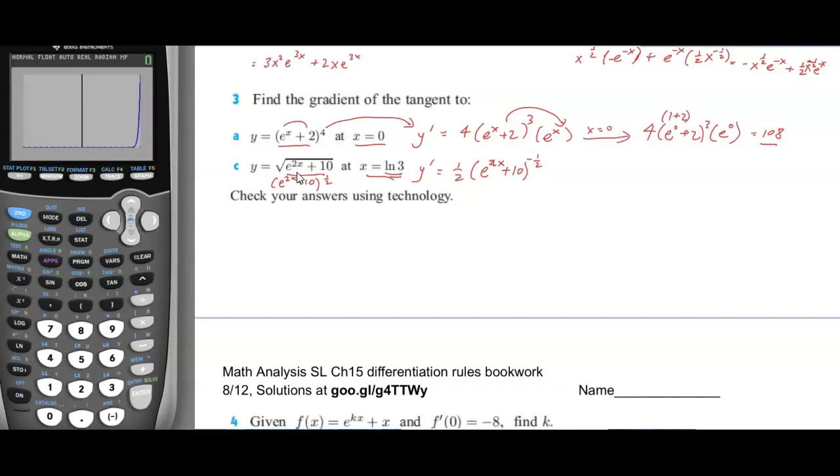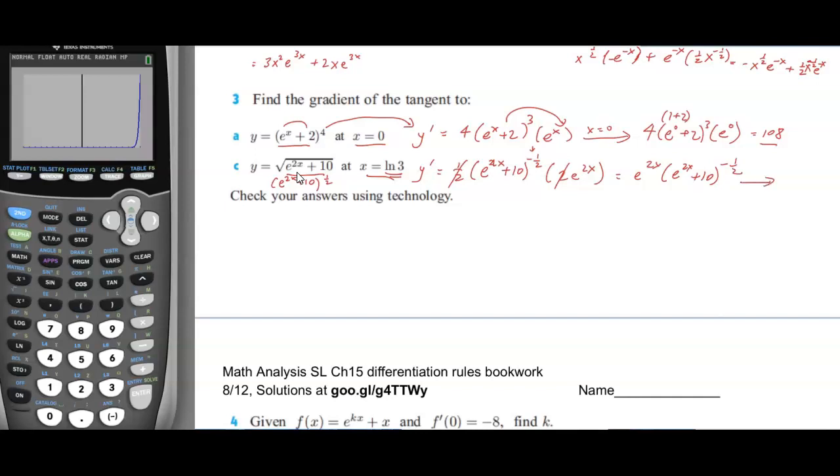Okay, and then, do you see I took the derivative of the outside, so instead of the 1/2 power, I put the 1/2 down here and reduce the power to the negative 1/2. Now I'm going to multiply times the derivative of the inside. The derivative of the inside is 2e to the 2x, and the derivative of 10 is 0, so it's just 2e to the 2x. I can cancel these two out and simplify: e to the 2x times e to the 2x plus 10, to the negative 1/2.